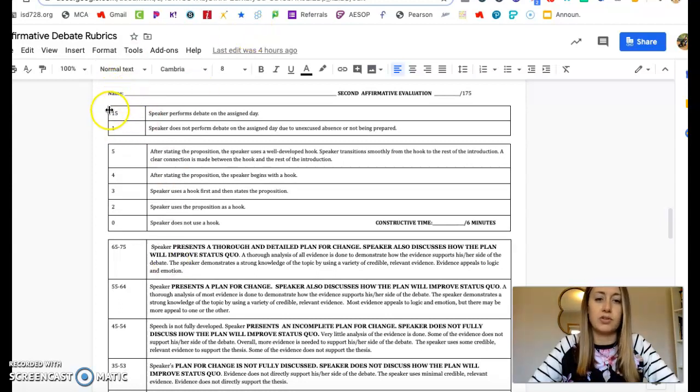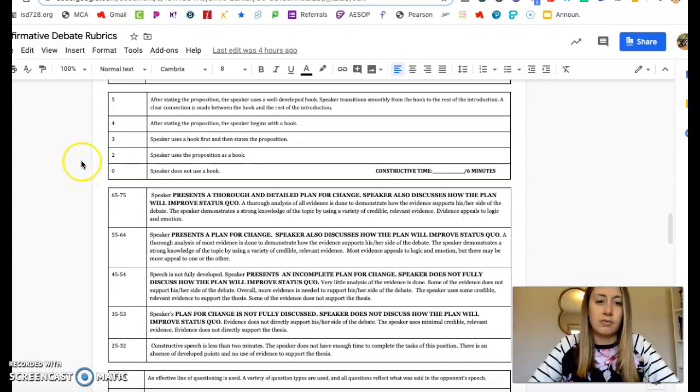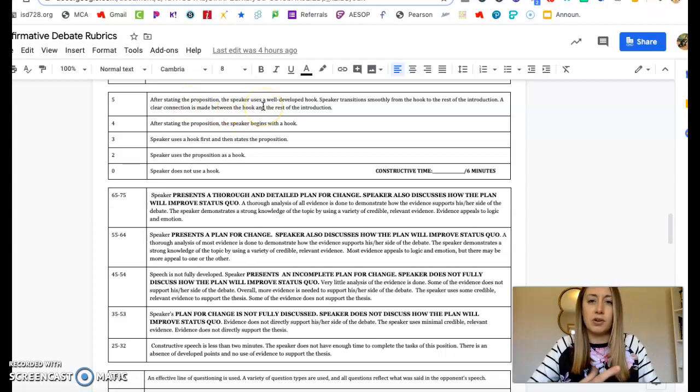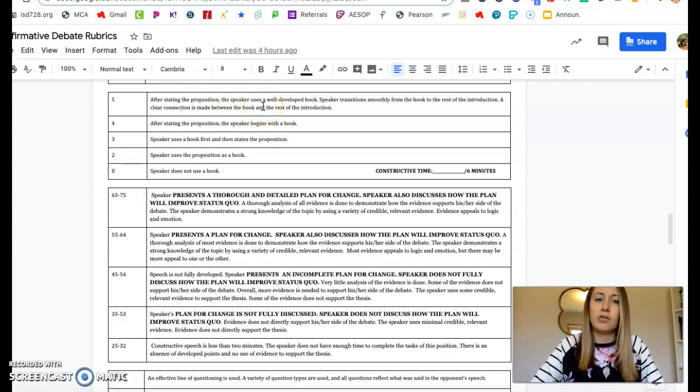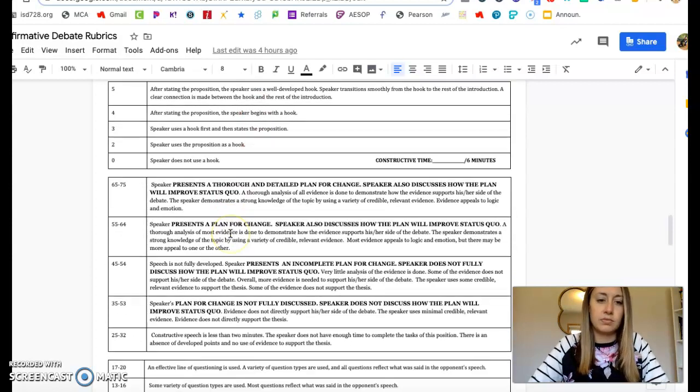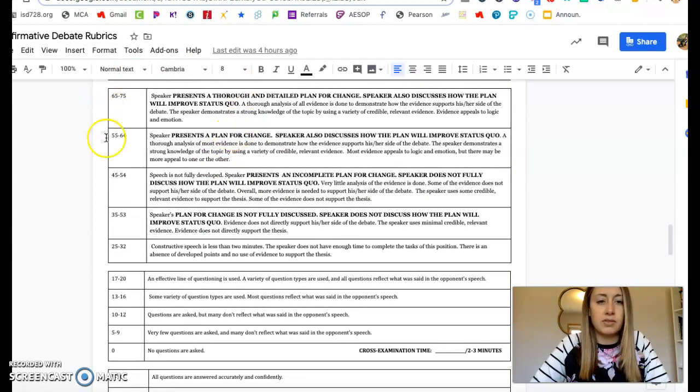Again, you get 15 points just for speaking on the day that you are required to. 5 points for starting with stating the proposition and then having that flow really well into a hook. Even though your partner already did this, you will be doing the same thing too. And the majority of second affirmative is right here. This is the majority of second affirmative's points.